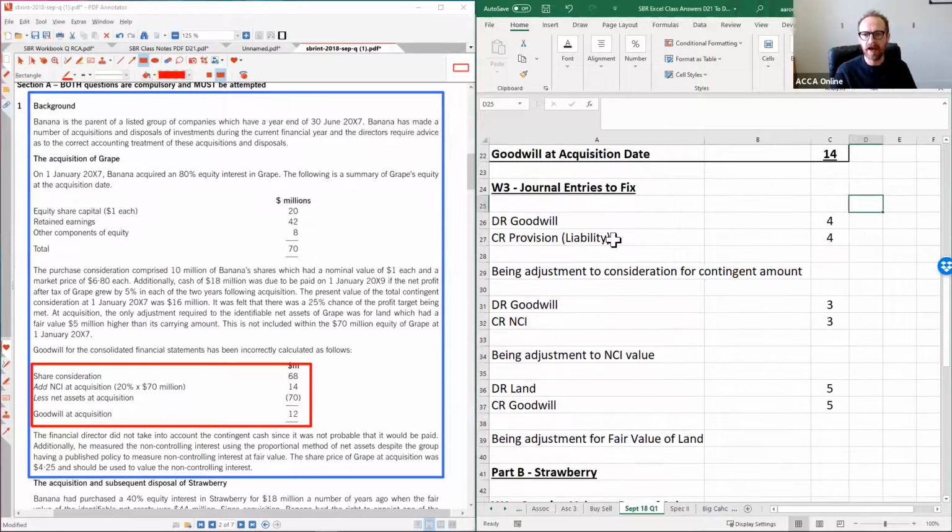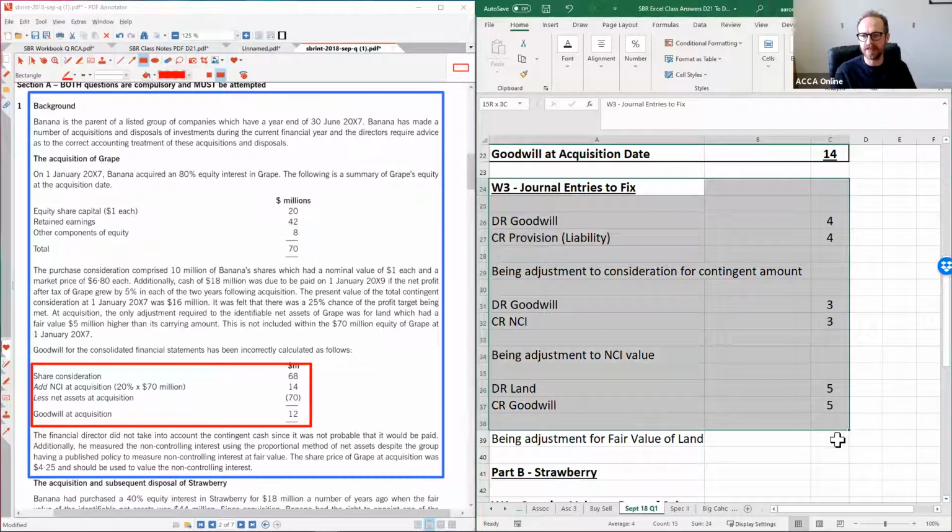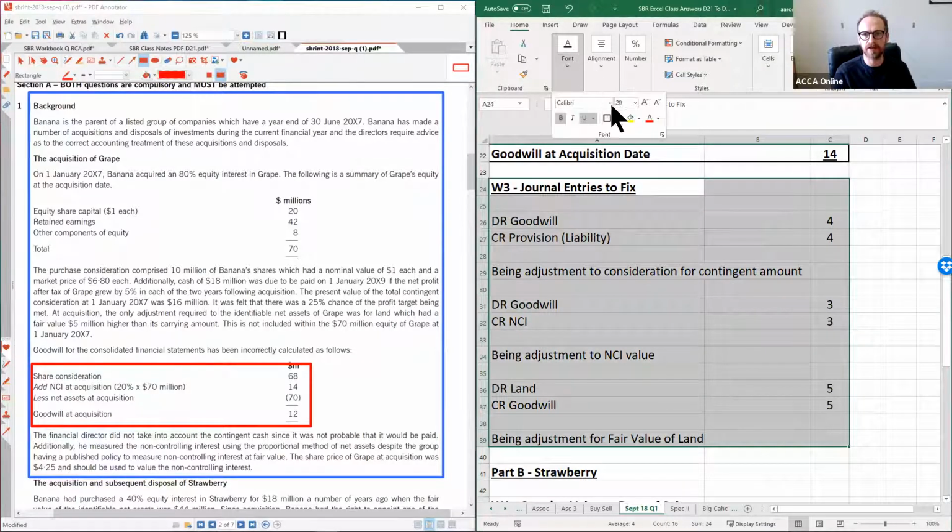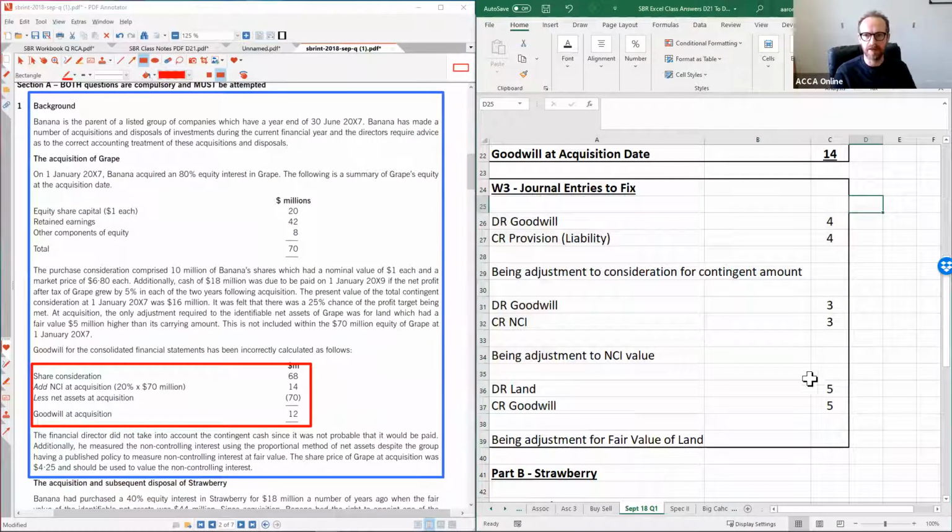Okay, are we happy with all of these journals? So give me a thumbs up or green tick if you are. Give me a question. Let me know which one it is you're not sure of. I can recap. We can clarify. Okay, lots of green ticks. Here we go. In the exam, could you just put down the total debit or credit for each instead?